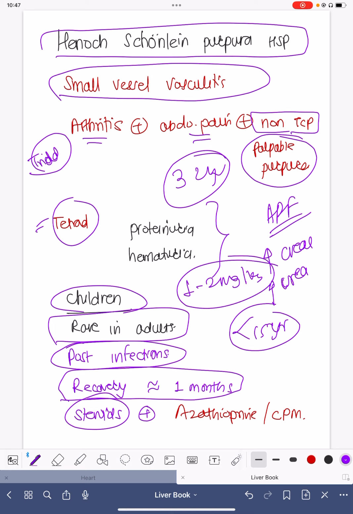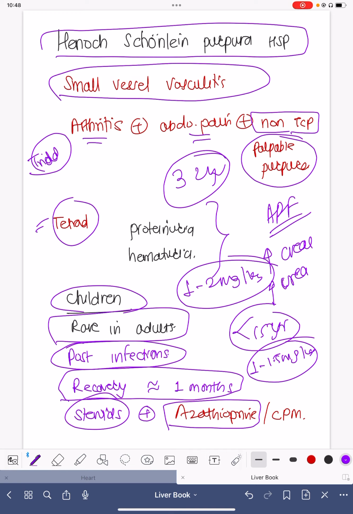This patient was around 80 kgs, so this patient was put on 80 milligrams of prednisolone, and the steroids were tapered off slowly over a period of 1 month. At the same time, azathioprine was started at around 1 to 1.5 milligram per kilogram as steroid sparing therapy.